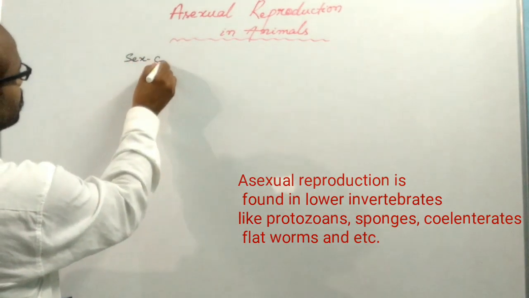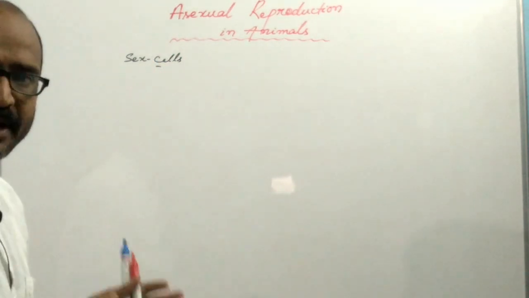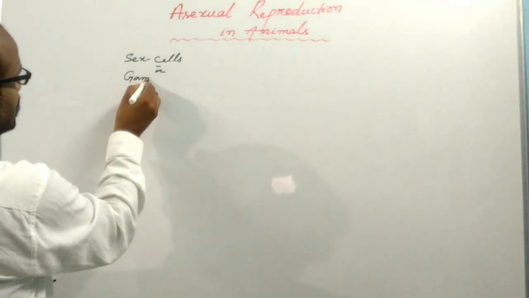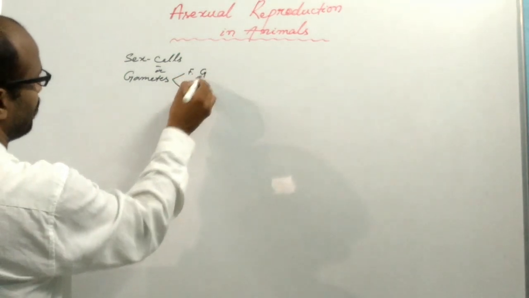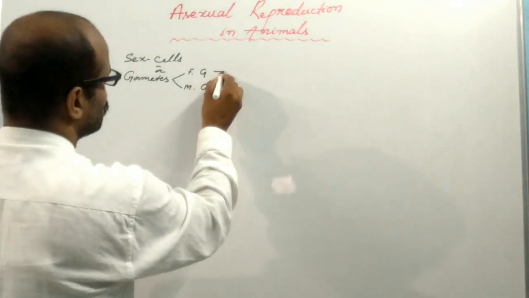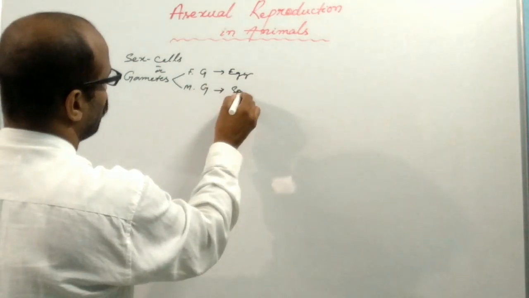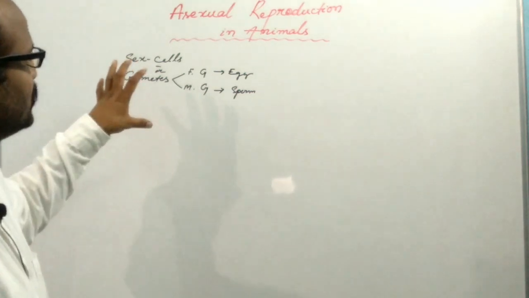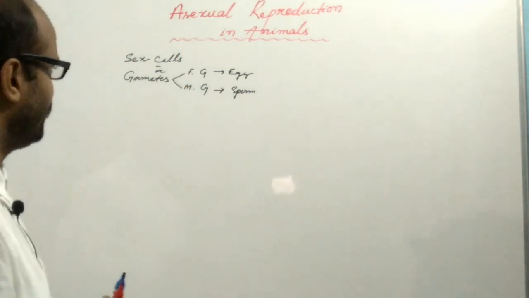So, in asexual reproduction, there is no involvement of sex cells, or these are known as gametes. These gametes may be female gamete or male gamete. The female gamete is known as egg and the male gamete is known as sperm. So there is no question about the involvement or fusion of both the gametes, male and female gametes.